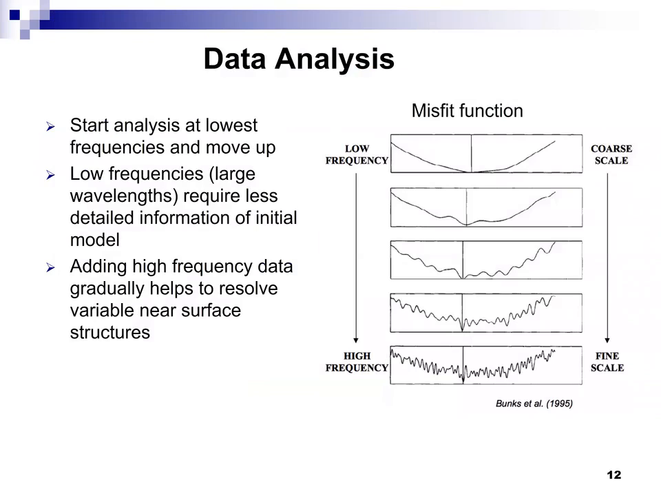For the data analysis, we address the issue of the highly variable rock and poor initial model by starting the analysis with the lowest frequency. Usually we go from the 5 to 10 hertz range, and then we increase the frequency for the next inversion runs. Low frequency has a large wavelength, and requires less detail of the initial model or initial guess. The misfit function looks like this for low frequency: we have just one global minimum, so it's easy to find. But if we have a higher frequency, we have multiple local minima, so sometimes if we don't start with a good initial model, it gets stuck in a local minimum. Adding the high frequency data gradually helps to resolve the near surface structure. So we begin with low frequency, for deeper depth, and then add higher frequency to get more resolution at shallow depth.